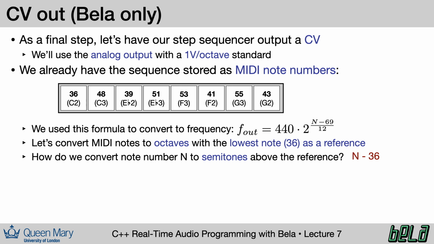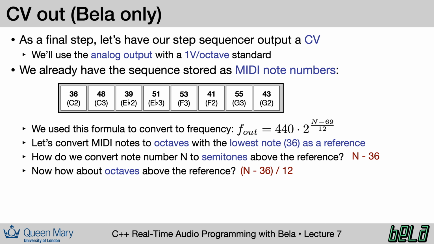We just take the note number n and we subtract 36 from it. Once we've done that, how do we convert this into the number of octaves above the reference? Well, remember that there are 12 semitones in an octave, so we can take n minus 36 and divide it by 12, and this gives us our value in octaves.